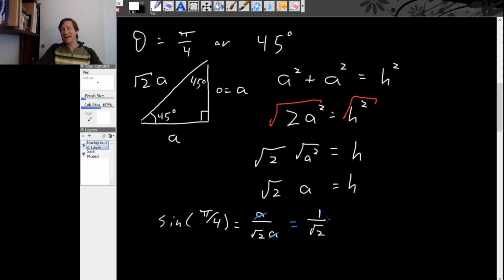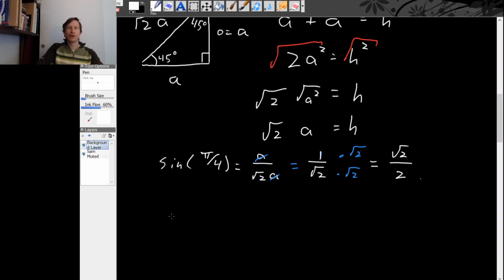Some people don't like to have a square root in the denominator. Personally, I don't have a problem with it, but if you don't like having the square root in the denominator, you can multiply the numerator and denominator of this by the square root of 2, and you get the square root of 2 over 2.